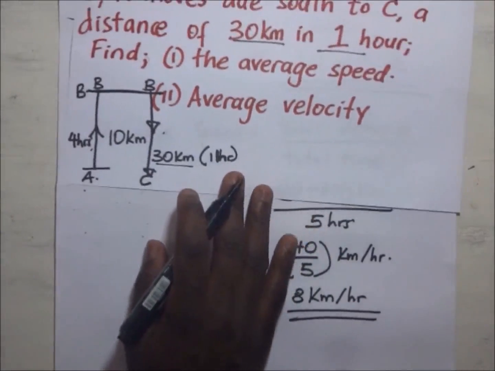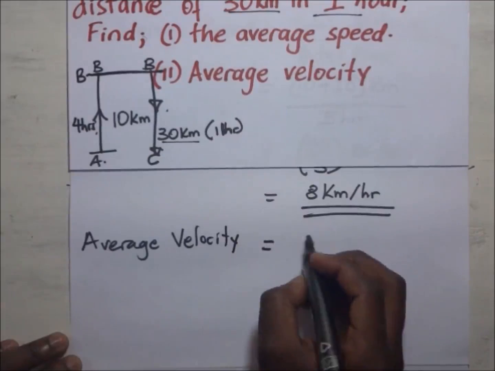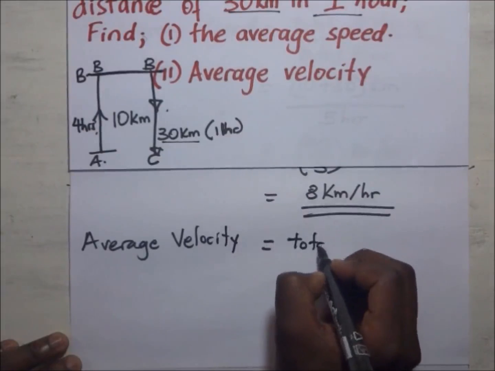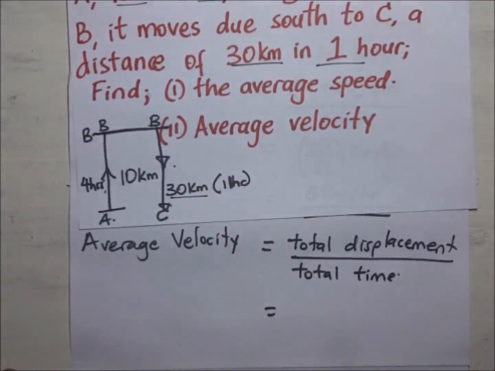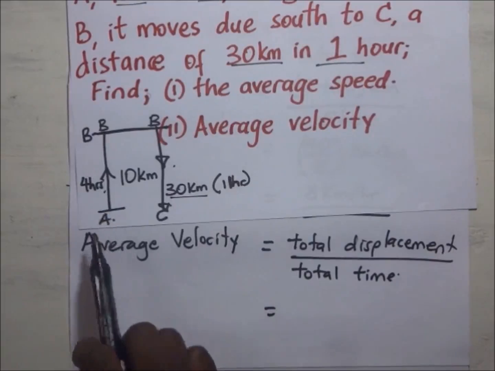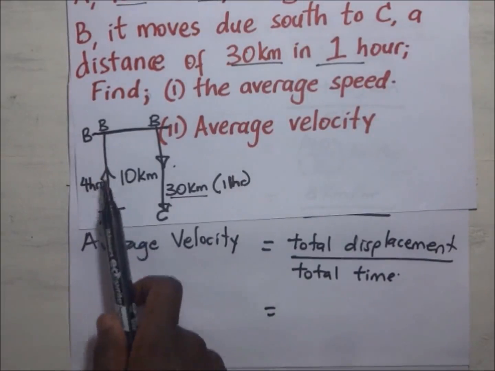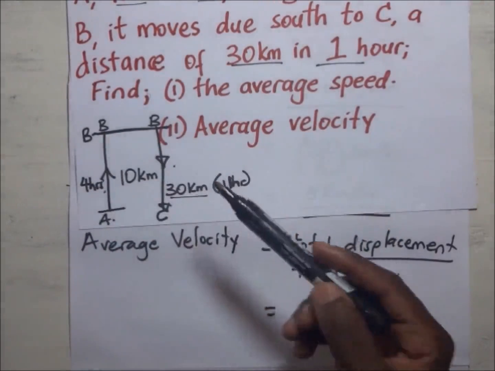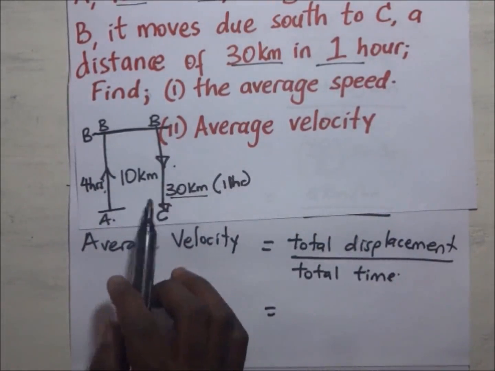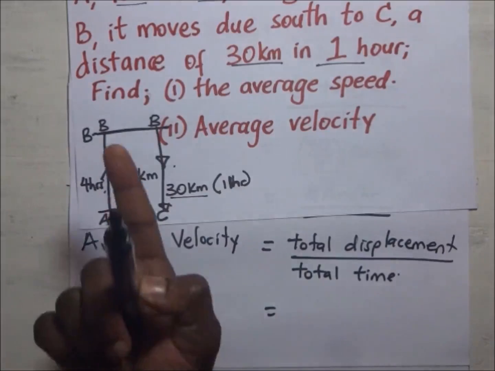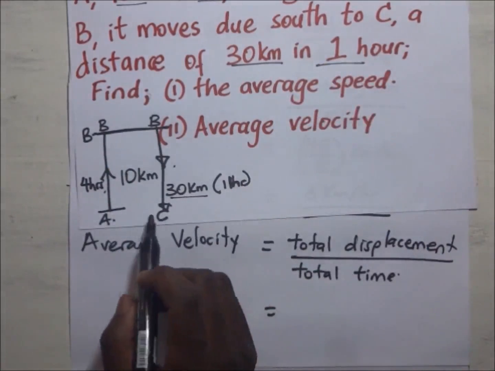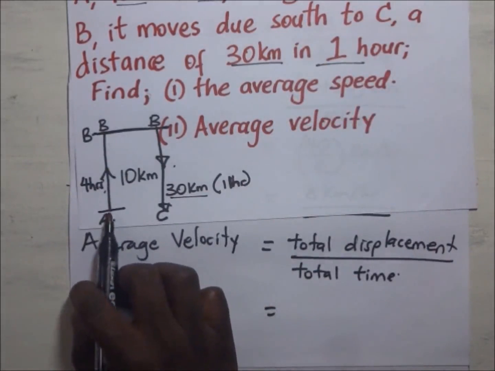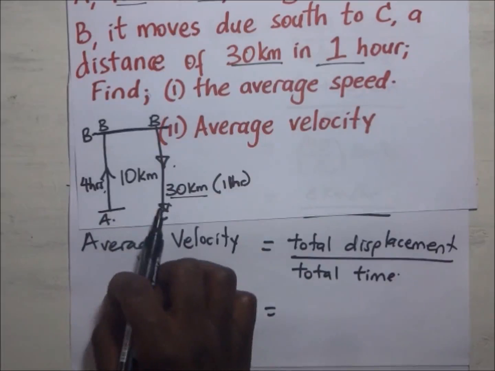Now we're going to look at the average velocity. The average velocity is going to be the total displacement divided by total time. So we're going to find the total displacement. If you look at this, it moved 10 kilometers northwards, then 30 kilometers downwards. So if we restructure this, it is 10 kilometers up, then 30 kilometers down in the opposite direction. So what is the displacement from the point it started to C?